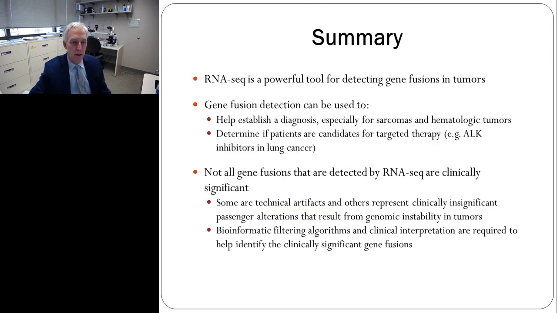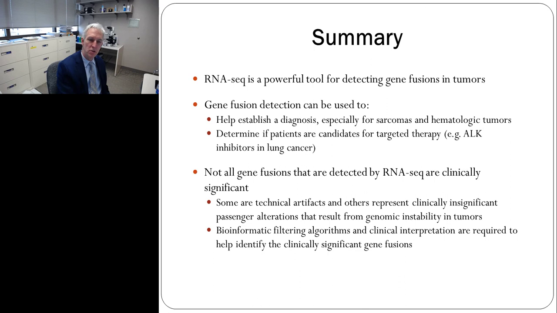So that's all of my slides. Just to summarize, RNA-seq is a powerful tool for detecting gene fusions in tumors. And clinically, it can be used to help establish a diagnosis, especially for sarcomas and hematologic tumors. And it can help guide therapy. Basically, it can help determine if patients are candidates for targeted therapy, the best example being ALK inhibitors in lung cancer. But there are many other examples.